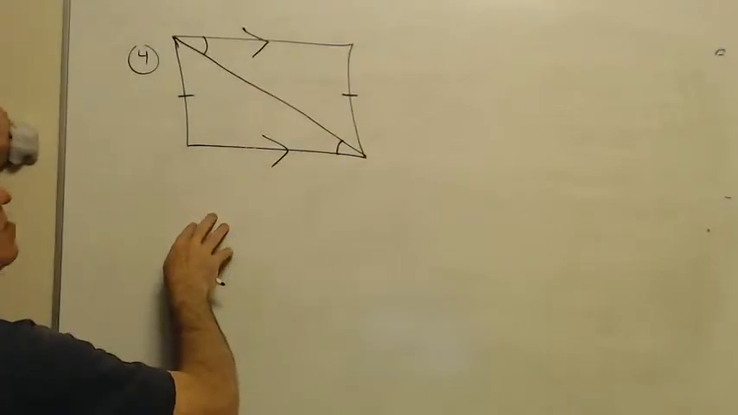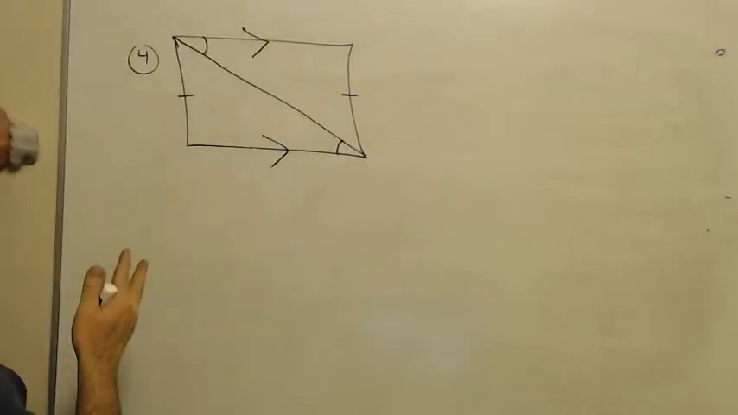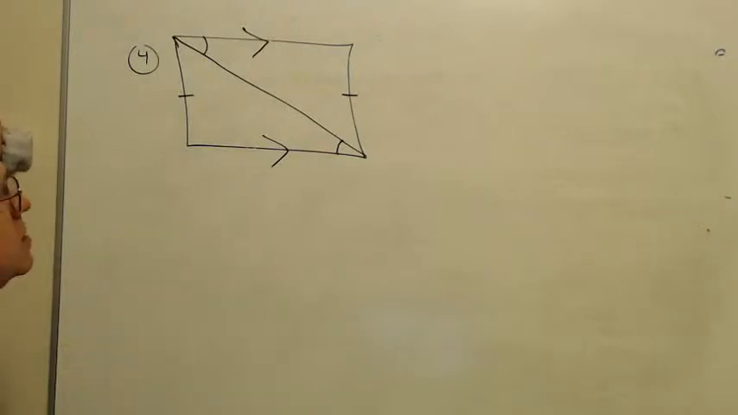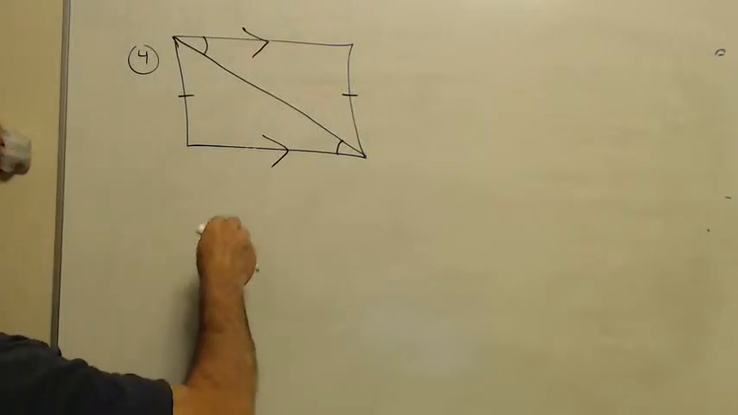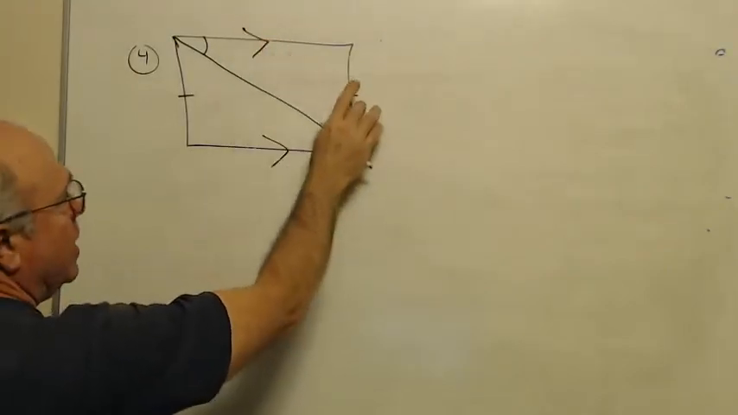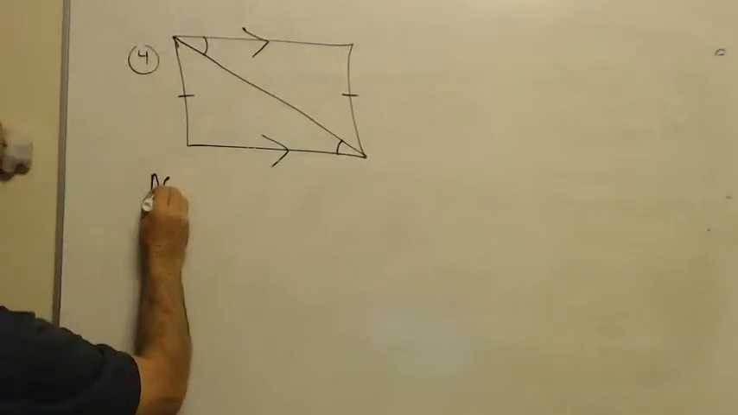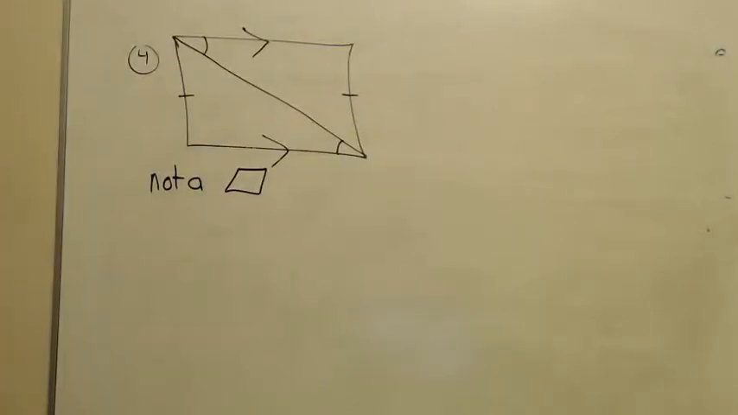Are both pairs of opposite angles congruent? No, we don't know anything about those guys. So they also couldn't have consecutive angles supplementary. And there's only one diagonal drawn, so diagonals don't bisect each other. Well, does it have one pair of opposite sides that's both congruent and parallel? Well, no. That side's parallel, that side's congruent, so we're just going to say not a parallelogram. It just didn't satisfy any of our reasons.